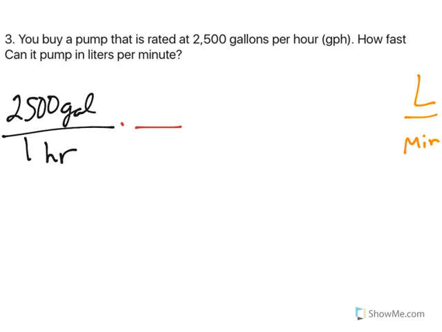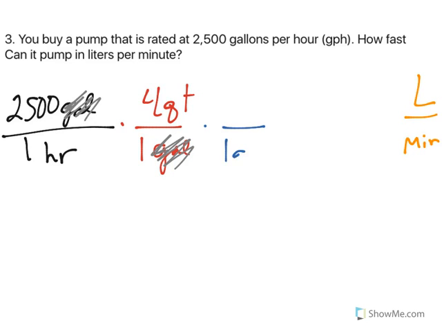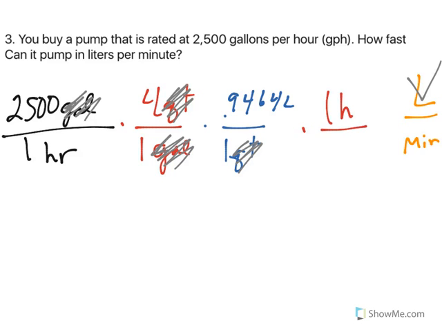So my first step is that 1 gallon is 4 quarts. That simply takes me out of gallons. Now that I have quarts, I can do 1 quart is 0.9464 liters. Okay, so that gets me out of quarts, gets me in liters. That's where I want. Top is done. So now I go to the bottom. I have 1 hour. I want minutes. Well, 1 hour is 60 minutes. Boom, minutes is done.